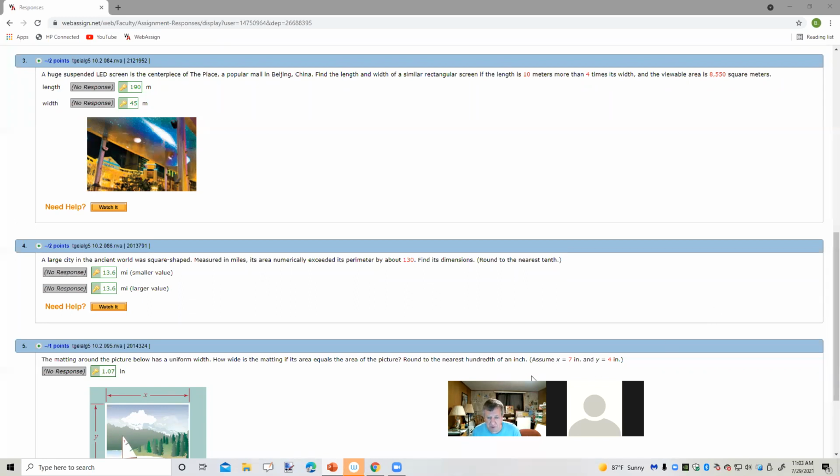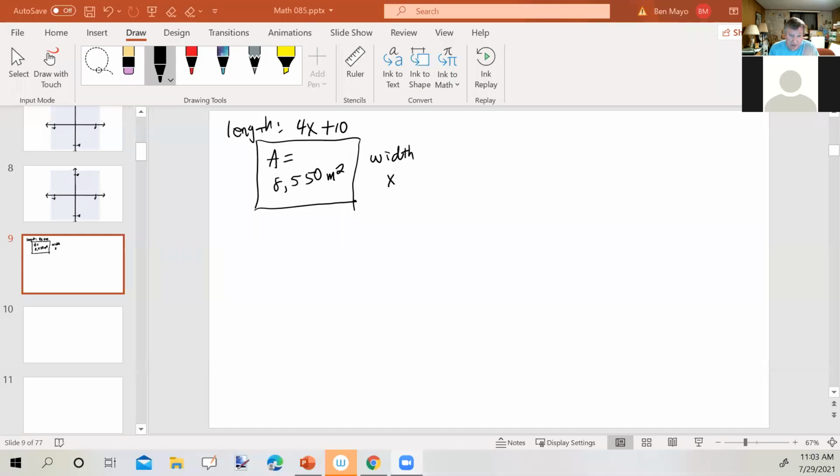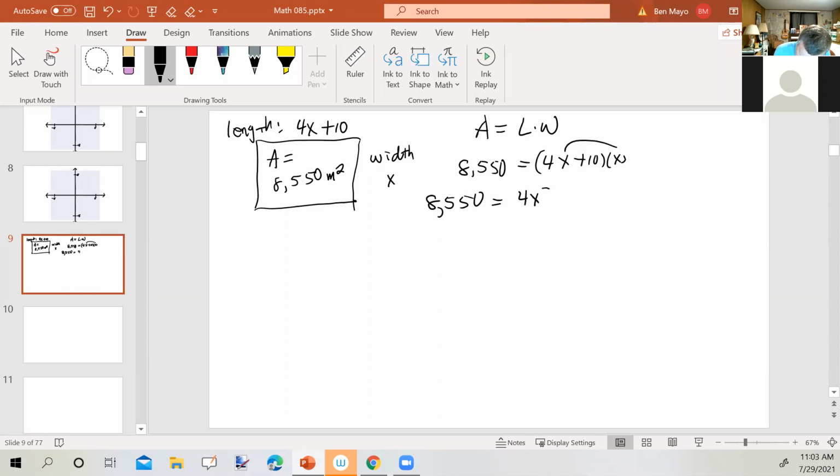Okay, I'm going to switch back to my whiteboard screen. So we know the area is 8550 square meters. The length is 10 more than 4 times the width. So if the width is x, the length is 4x plus 10. Are you okay with that so far? Yes. All right. Area of a rectangle is length times width. So 8550 equals 4x plus 10 times x. Okay. So 8550 equals 4x squared plus 10x.